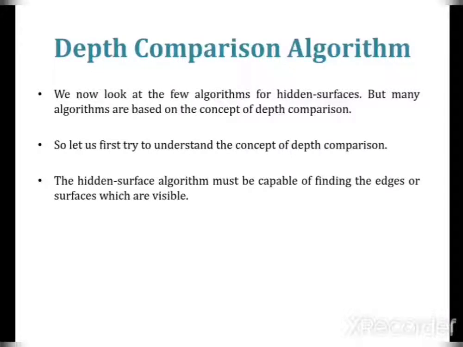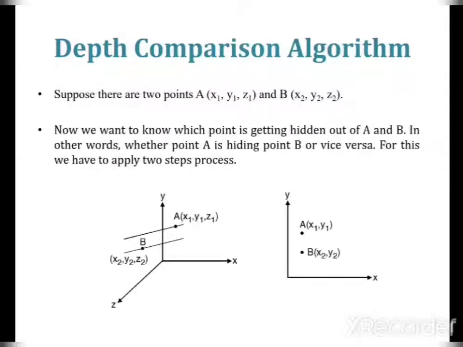The hidden surface algorithm must be capable of finding the edges or surfaces which are visible. How are we going to find out? We can see in this diagram. Suppose we have two points, for example, A is equal to x1, y1 and z1, and B is equal to x2, y2 and z2. These are two different points. Now we are going to see whether both points are visible or not, whether one point is hiding the other or vice versa.